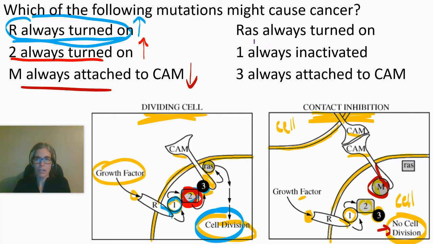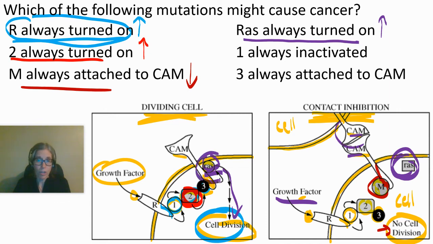Okay, let's say instead that RAS is always turned on. If RAS is always turned on, you are going to get cell division. And now it doesn't really matter if CAM is here or not. So that makes this cell more likely to become cancerous. And that's actually a really, really bad one, because it doesn't matter if you have a growth factor saying go, and it doesn't matter if you have another cell saying stop. If that RAS is always on and always causing cell division, that's a really bad mutation, because you've lost both the stop, the contact inhibition, and you've lost the caring whether you're told go. So that's a really, really bad one.